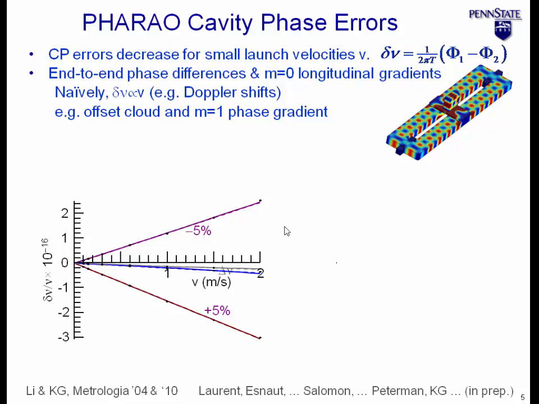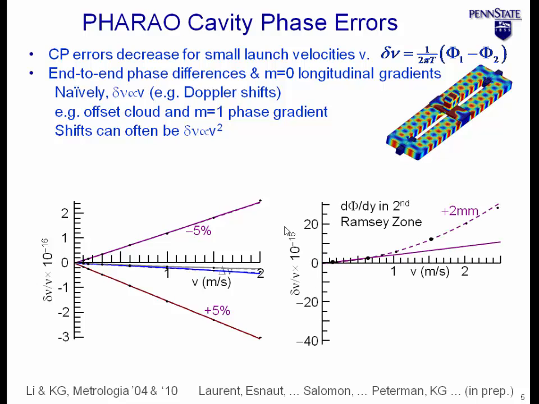And one thing that you can also have in PHARAO is a different average microwave amplitude in each zone, because they're not the same as in a fountain. And that actually leads to pretty big frequency shifts. So on the ground, we can set limits at the level of plus or minus 5%. We don't expect it to be that large. Even if it is that large, you can see that as a function of velocity, you can extrapolate back to a frequency shift that's well less than plus or minus 1×10^-16. So that's not a problem.